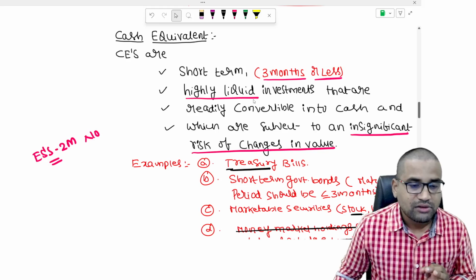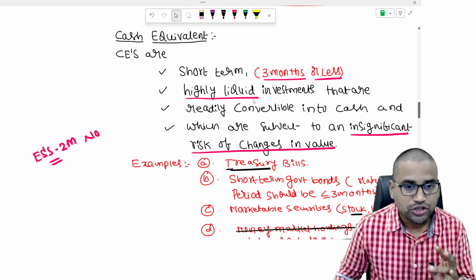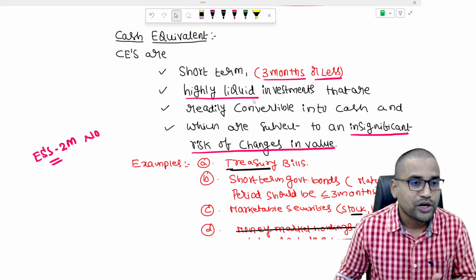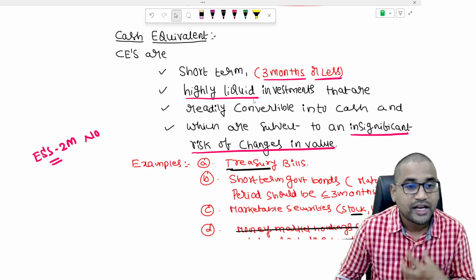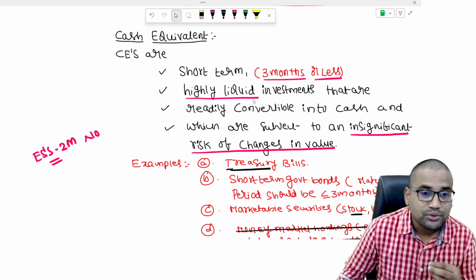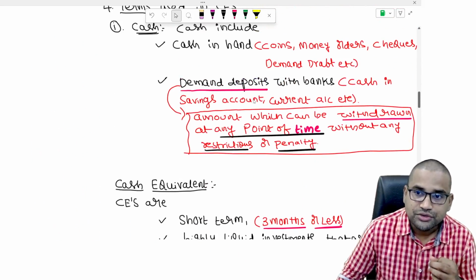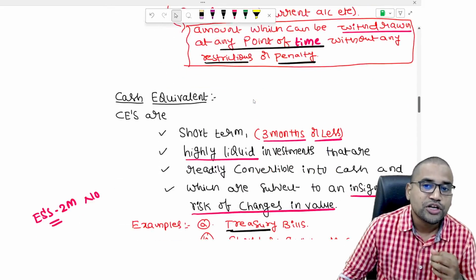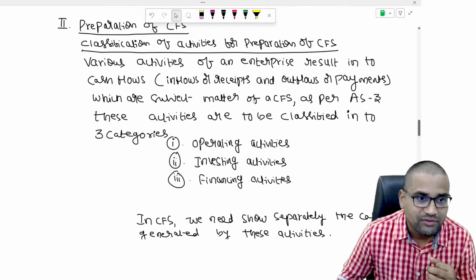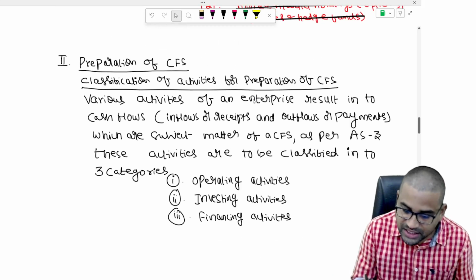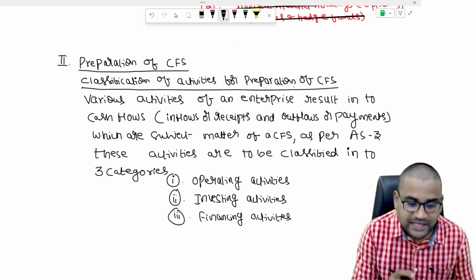So cash equivalents are investments, short term, that means 3 months or less, highly liquid, that can be sold at any point of time, readily convertible into cash, and subject to insignificant risk of change in value. That means the principal should not be in danger. So we discussed the important terms cash and cash equivalents. Now, sir, classification of activities for preparation of cash flow statement.